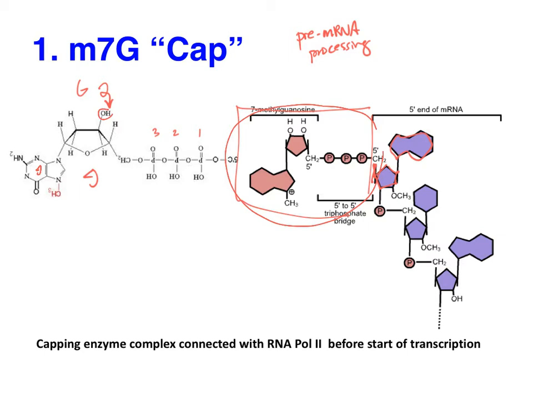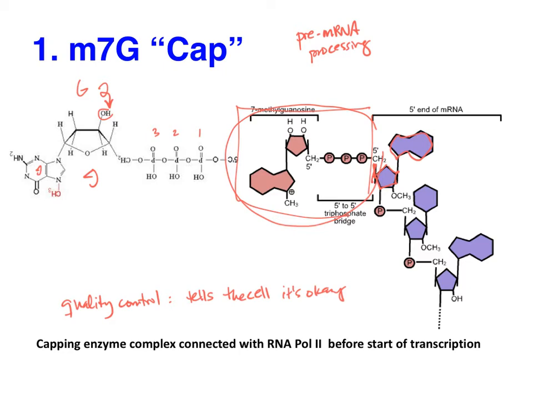And this capping process is a quality control step. If the cell sees an mRNA that has a cap, it tells the cell everything is okay. This mRNA is good to go. We can continue processing it and treating it like a friend. No need to get rid of it.